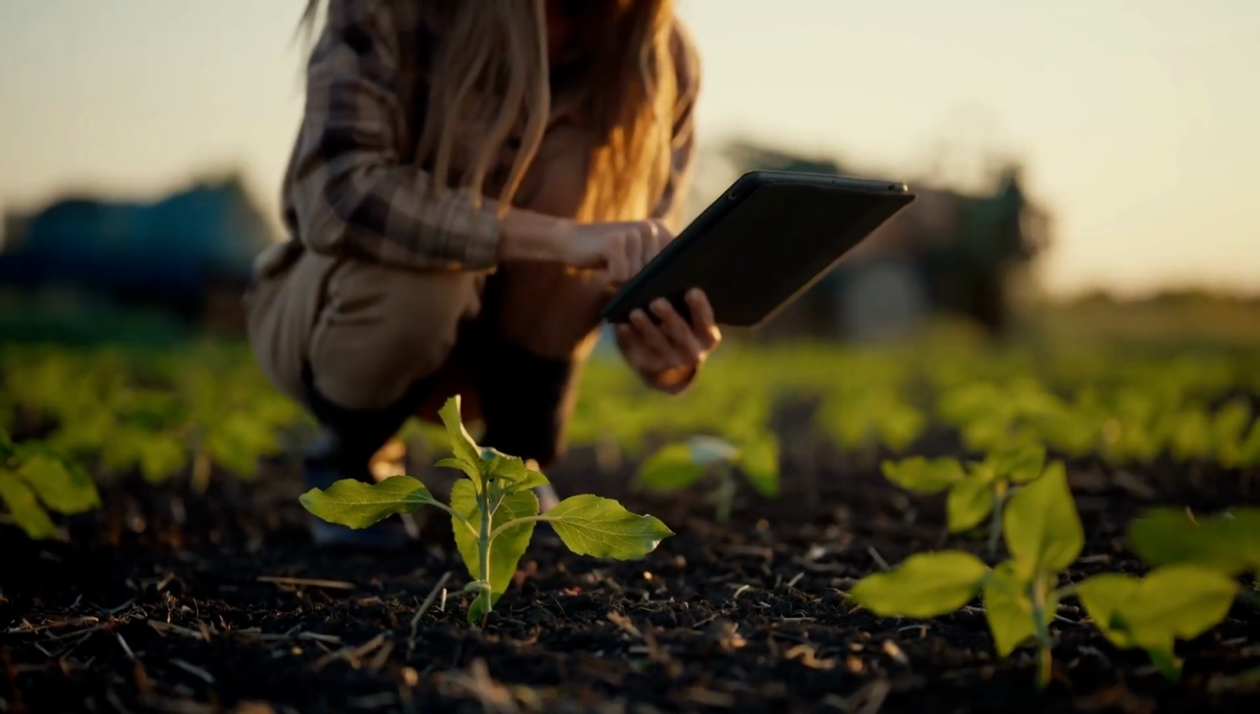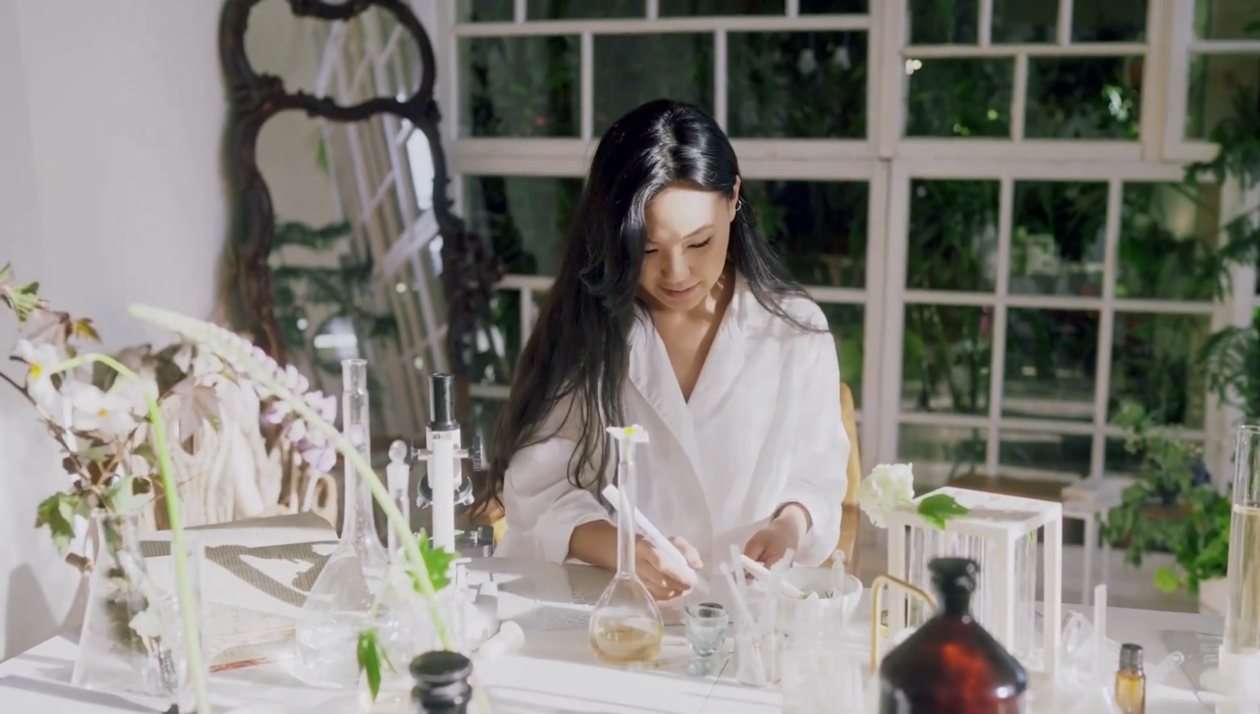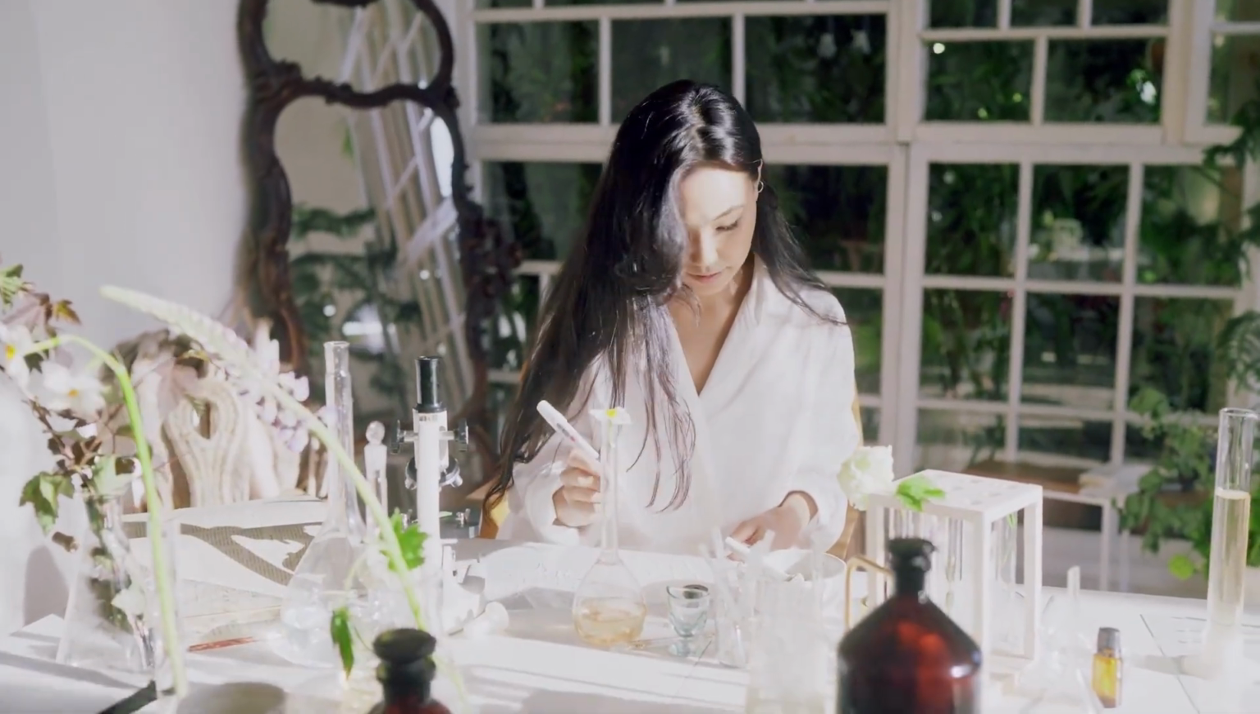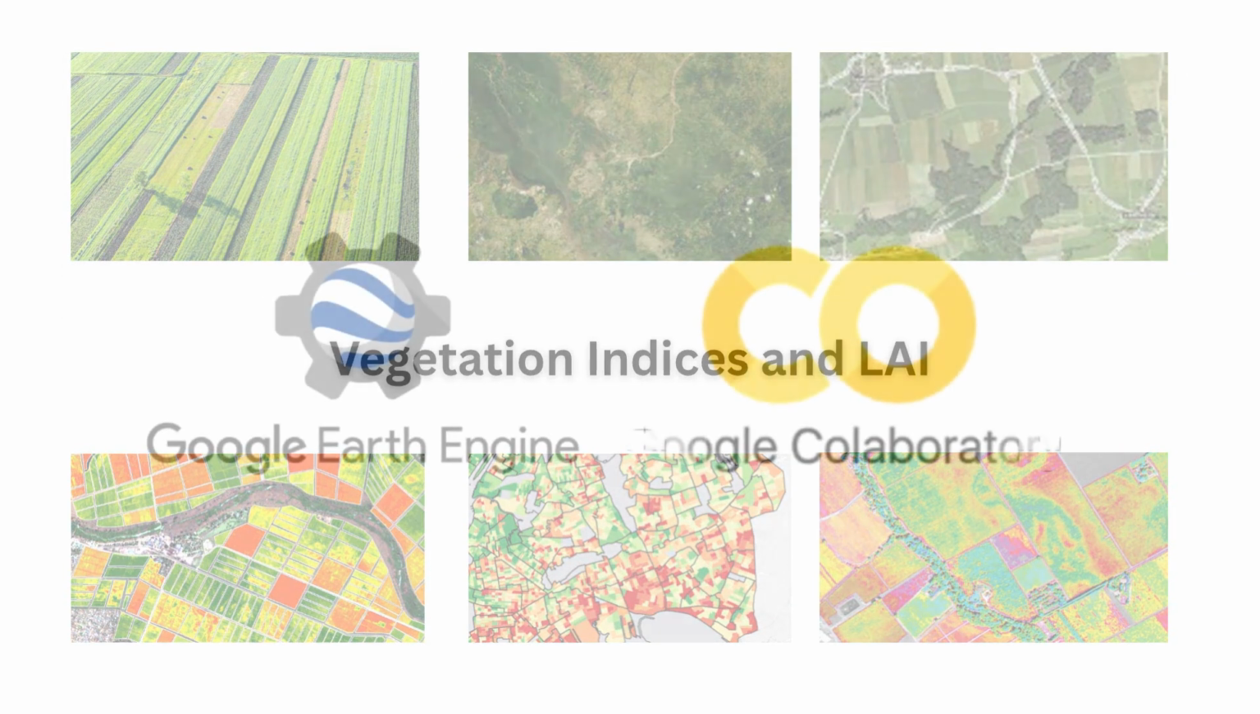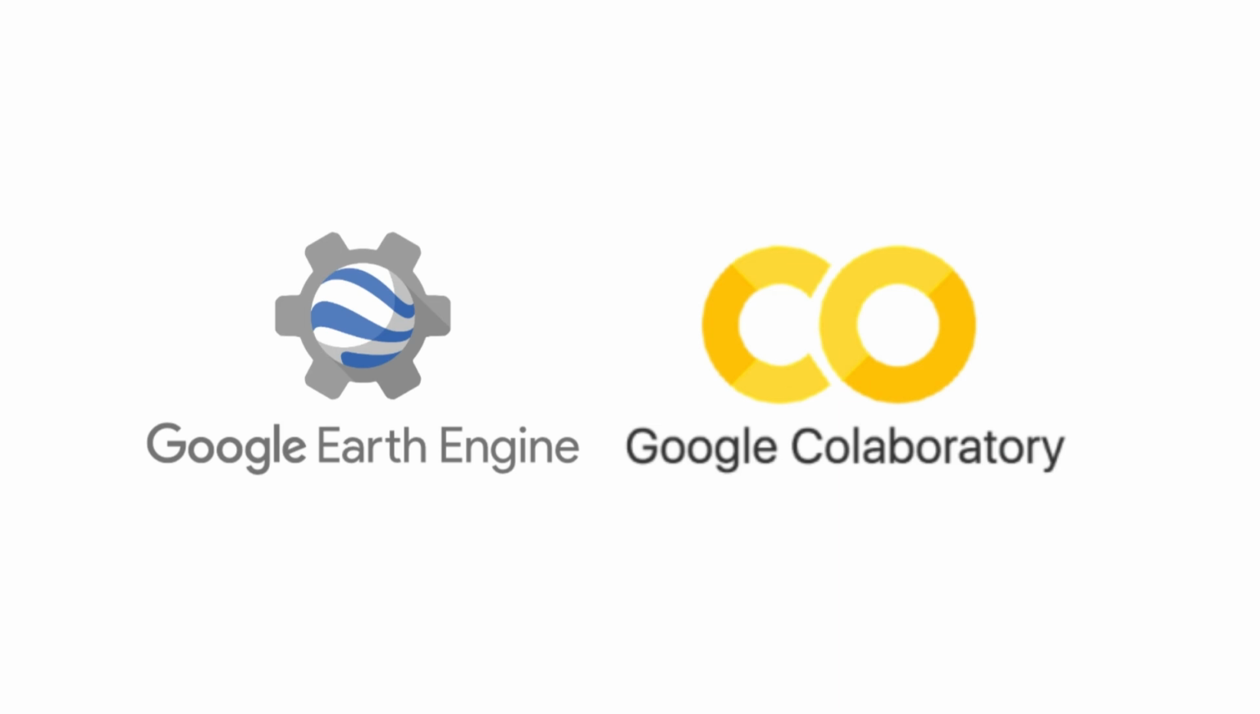Farmers use these measurements to track crop productivity, and scientists use them to study forests and the carbon cycle. Vegetation indices and LAI help turn raw imagery into real-world decisions. In this project, we used Google Earth Engine and Colab to calculate 3 key indicators.